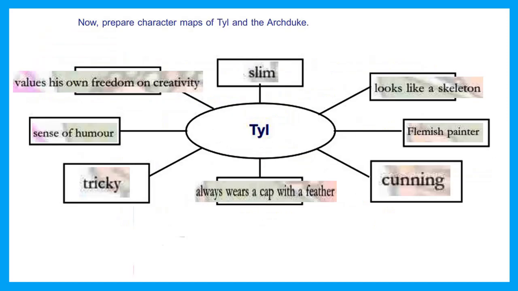Now prepare character maps of Tile and the Archduke. At first, Tile: slim, looks like a skeleton, Flemish painter, cunning, always wears a cap with a feather, tricky, sense of humor, values his own freedom and creativity.